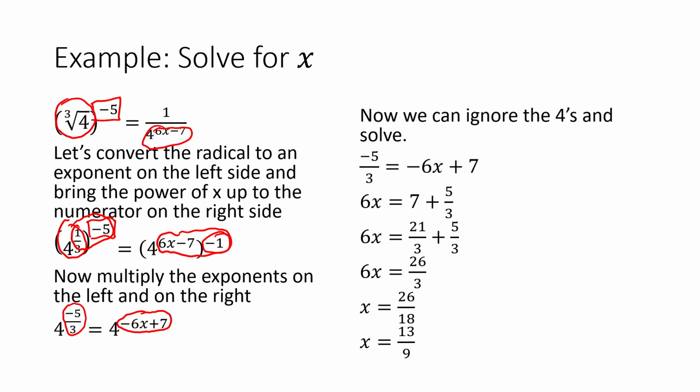And now we've got a power on each side with a base of 4. So we can ignore those 4's and write -5/3 equals -6x plus 7. And from here, it's just a matter of solving grade 9 style. Add 6x to both sides, add 5/3 to both sides. Ultimately, 6x equals 26 over 3, dividing both sides by 6, and then reducing our fraction. We get x equal to 13 over 9.